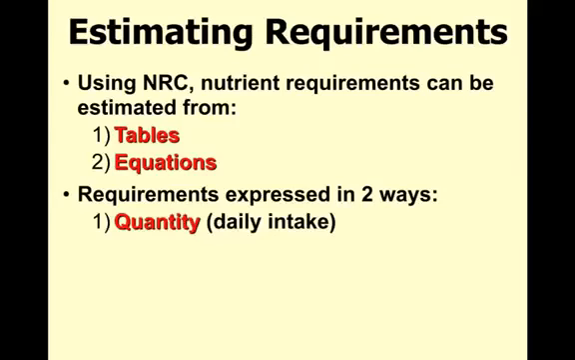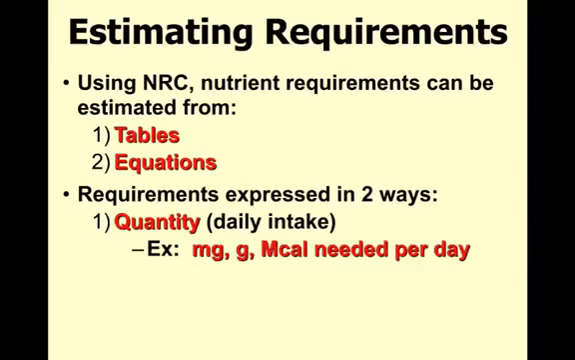We also express animal requirements in two different ways. The first is what I call the quantity or the daily intake. You'll also hear me refer to this one as absolute. Absolute meaning how much are they actually eating per day. That's the quantity method. That's one way of expressing the requirements, is that a cow requires 5 pounds of this per day, or 15 pounds of TDN, 2 pounds of protein, whatever the situation is.